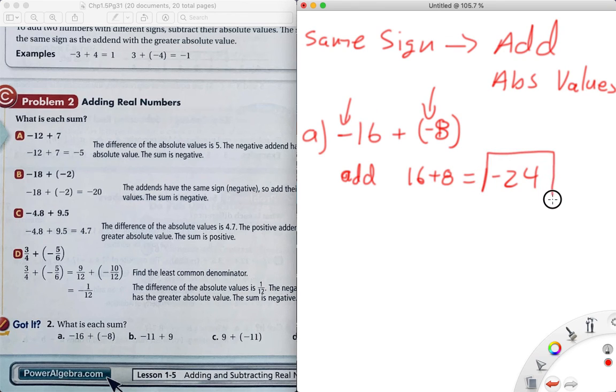So that's the most important thing. Make sure that your signs are consistent. If they are the same sign, then you add. If these were positive numbers, 16 plus 8, same rule applies. Same sign, you add their absolutes. They're 24. Since they're both positive, your answer is positive. And this is how you guys have been adding numbers forever. The same thing applies with negative numbers. Same sign, you add their absolutes.